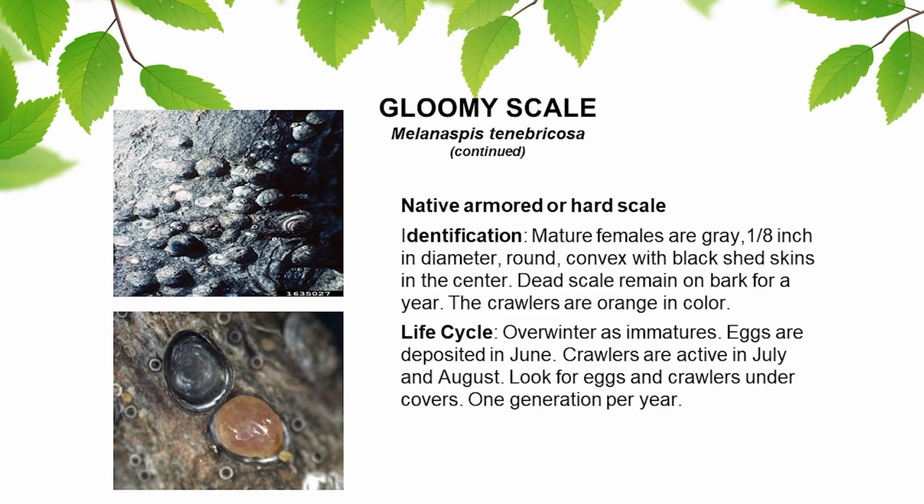Gloomy scale overwinters as immatures on the host tree's bark. Eggs are deposited in June. Crawlers hatch and are active in July and August. Eggs and crawlers are under covers. Gloomy scale have 1 generation per year.